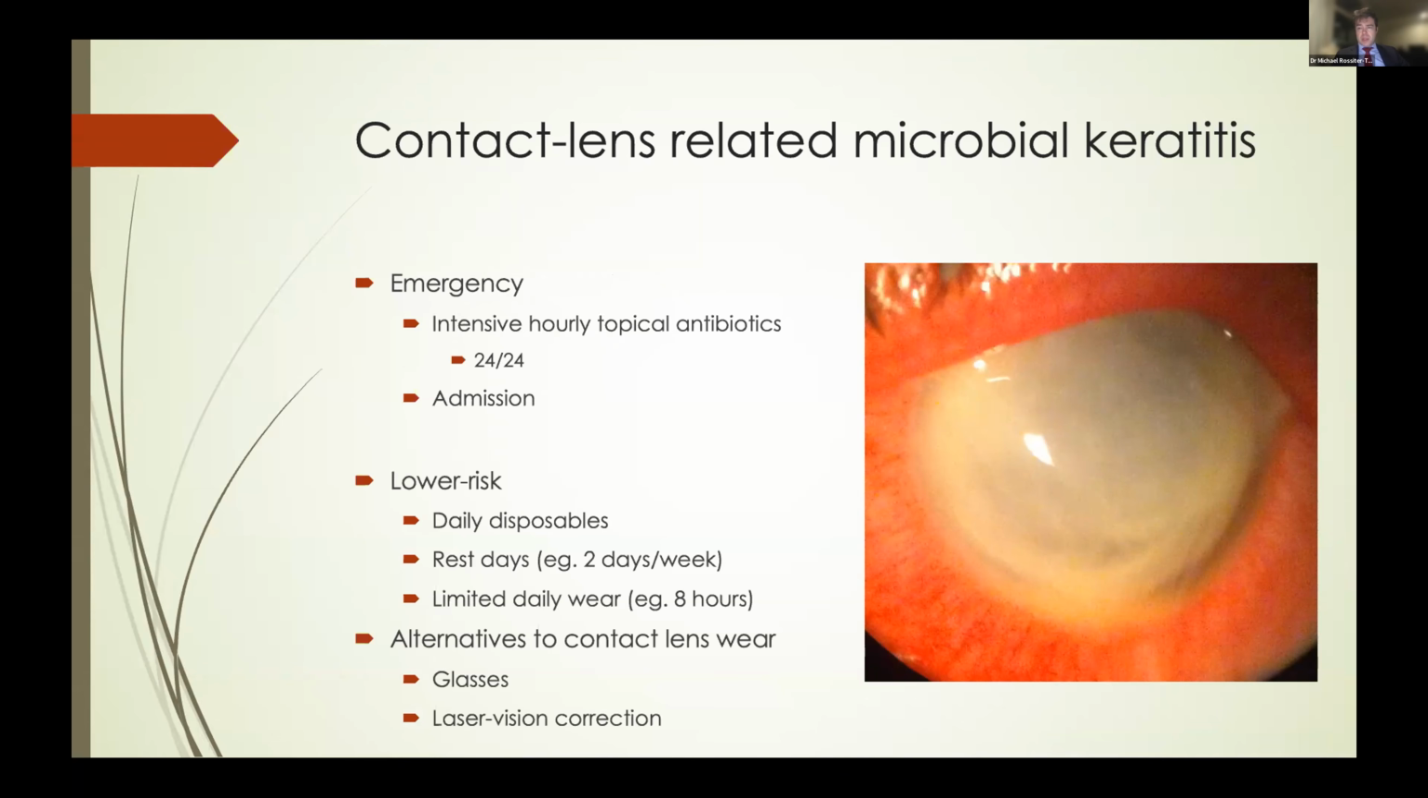There are things that can be done to lower the risk of contact lens related microbial keratitis: daily disposable contact lenses, and limiting the rate at which they're worn. So a couple of days a week with no contact lenses, and only wearing them for a certain period during the day. Of course, there are other alternatives to contact lenses. Every contact lens wearer should have a pair of glasses on hand in case a situation arises in which they cannot wear their contact lenses. The other option is, of course, laser vision correction, which I'll come back to at the end of the talk.